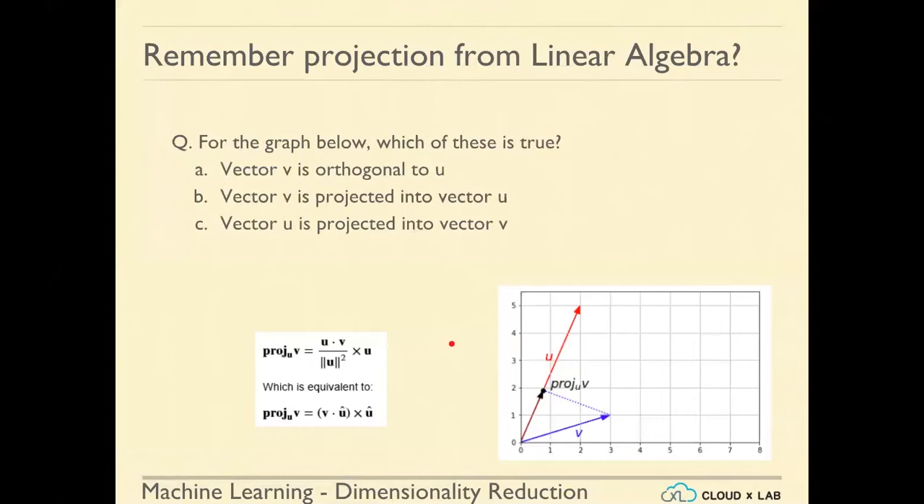Okay, so for the graph below, which of these are true? Quickly, just to do a quiz. V is orthogonal to u, v is projected onto u, and u is projected onto v. V, right? Okay.